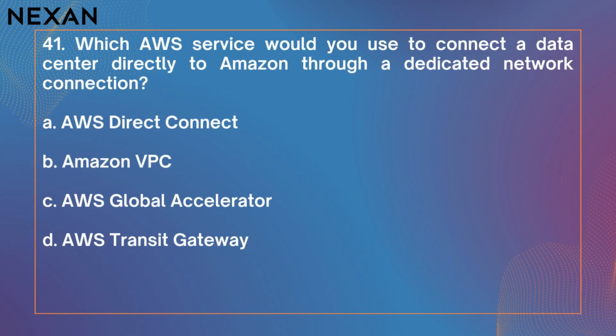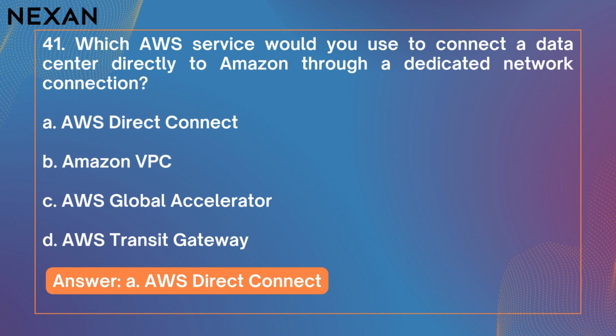41. Which AWS service would you use to connect the data center directly to Amazon through a dedicated network connection? A. AWS Direct Connect. B. Amazon VPC. C. AWS Global Accelerator. D. AWS Transit Gateway. Answer: A. AWS Direct Connect.